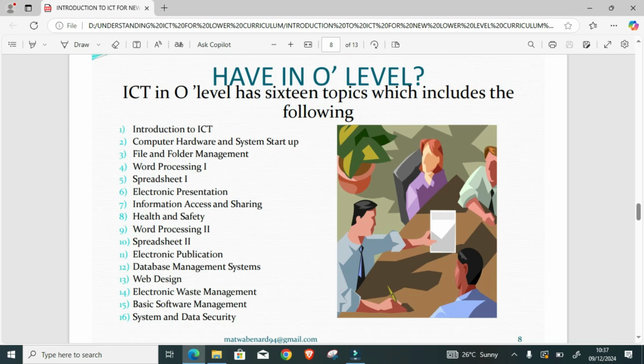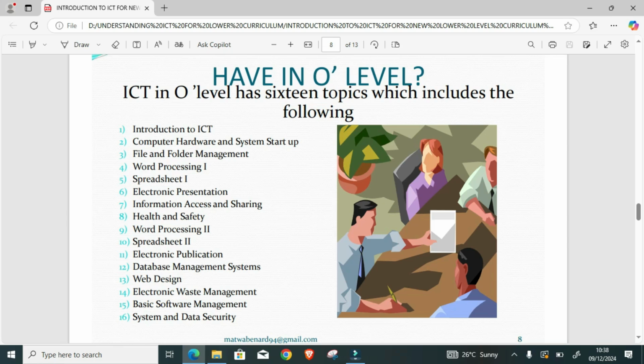ICT in O level has 16 topics, all of which begin from senior 1 up to senior 4. In other words, a learner moving out of senior 4 is supposed to know all these 16 topics. The first one is Introduction to ICT as topic 1. All these numbers assigned to them are the topics. Introduction to ICT, computer hardware and system setup.